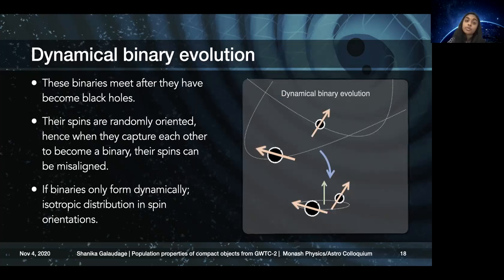We also have dynamical binary evolution. In this case, the black holes form separately and then happen to capture each other and merge. They didn't live their lives together, so their spins can be randomly oriented. When they become a binary, there's no reason why they should be aligned. So if this is the channel in which all binary black holes are formed, we would expect an isotropic distribution in spin orientation, meaning we don't have a preference for a particular orientation of spin.